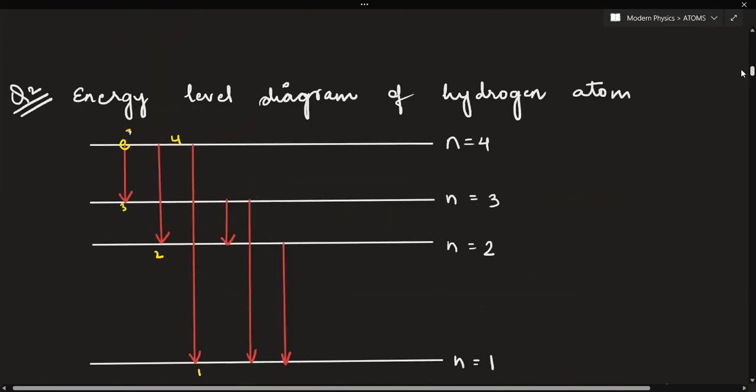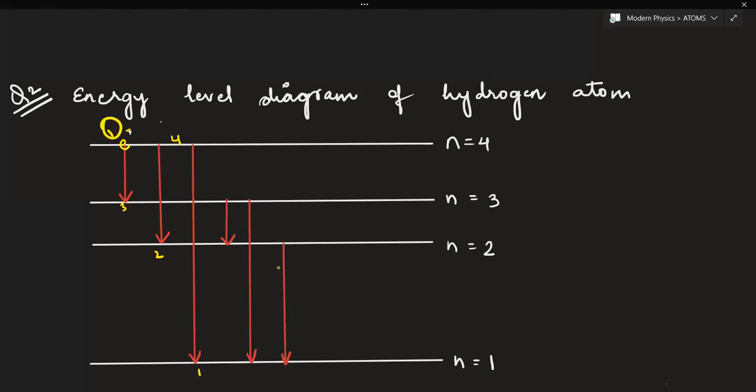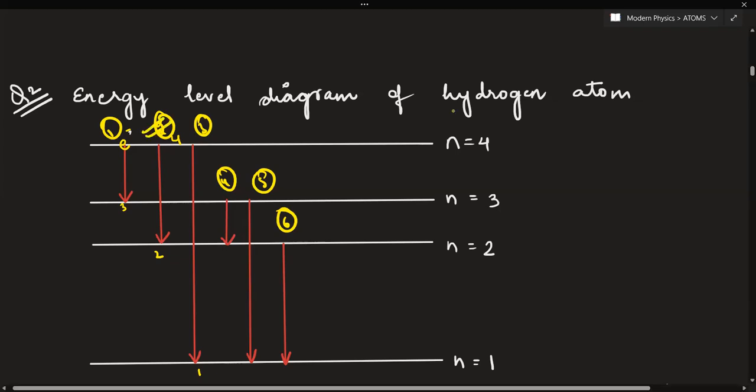Look here in the diagram. Identify which is the 4th to 2nd one. This is 1, this is 2, this is 3, this is 4, this is 5, this is 6. Tell me which one is 4th to 2nd. Tell me the number. 2. 2. Correct. So it means, yes, Sarah, correct. This one corresponds to the transition.